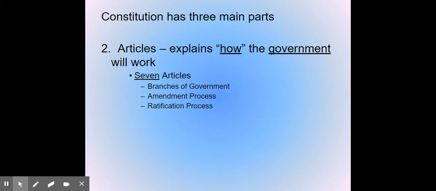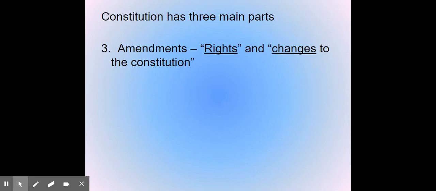So part number 1 is the preamble. Why are we doing this? Part number 2 is the articles. How are we going to do this? What's it going to look like? What's the government going to look like? 3 branches. How are they going to work? And then last but not least, part number 3 are those amendments, those rights and changes to the Constitution.